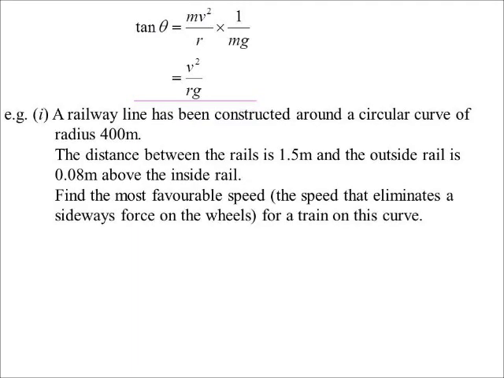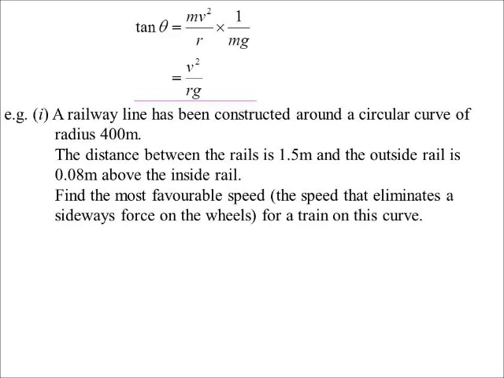Let's then do an example. A railway line has been constructed. Oh, how topical. And it's going to go around a circular curve of radius 400 metres. The distance between the two rails is 1.5 metres, and the outside rail is 0.08 metres above the inside rail. So we've got to find the most favourable speed that eliminates any sideways force on the wheels.